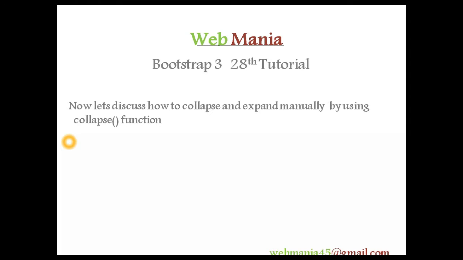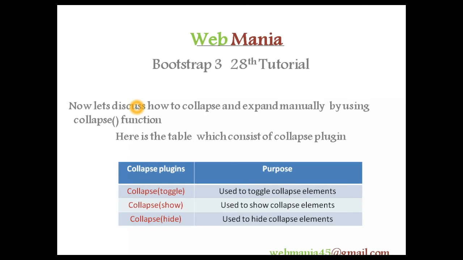Now let's discuss how to collapse and expand manually by using the collapse function. Here is a table which consists of collapse plugins. These three are collapse plugin methods: toggle, show and hide. I earlier talked about the toggle button, meaning that when we click on this, we want our section to expand, and when we click again on this, we want our section to collapse. So this is the purpose of toggle.